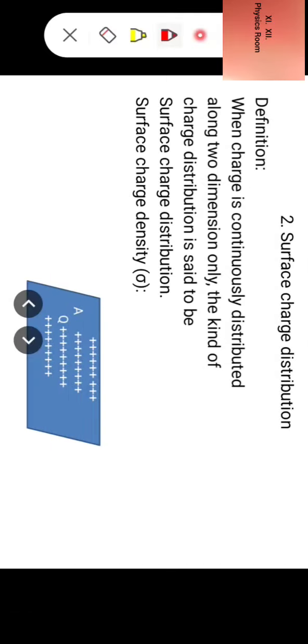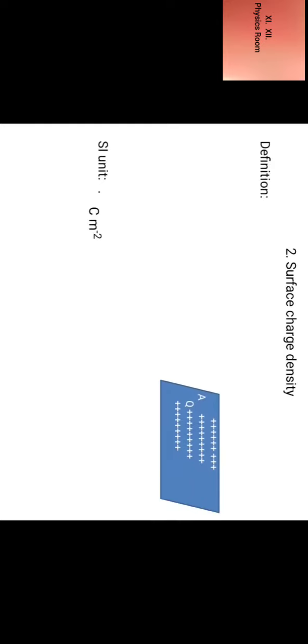Okay, here you can see is the surface charge distribution. The charge is distributed along two dimensions. Now, we have to understand about surface charge density. How we study surface charge density, the method is the same. Here is the surface charge distribution diagram, and now we talk of definition.